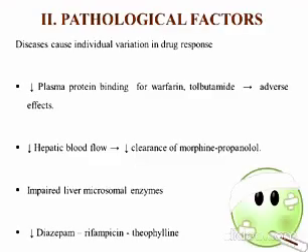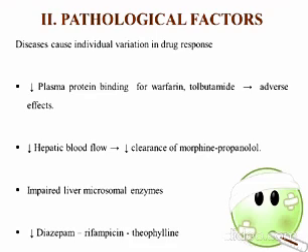Now let us see the pathological changes. What are the pathological changes which affect the drug response? Here the disease causes individual variations in the drug response. If we have any disease, then that disease also affects the drug response. For example, for drugs like warfarin and tolbutamide, if there is decreased plasma binding, then that will lead to severe adverse drug reactions.